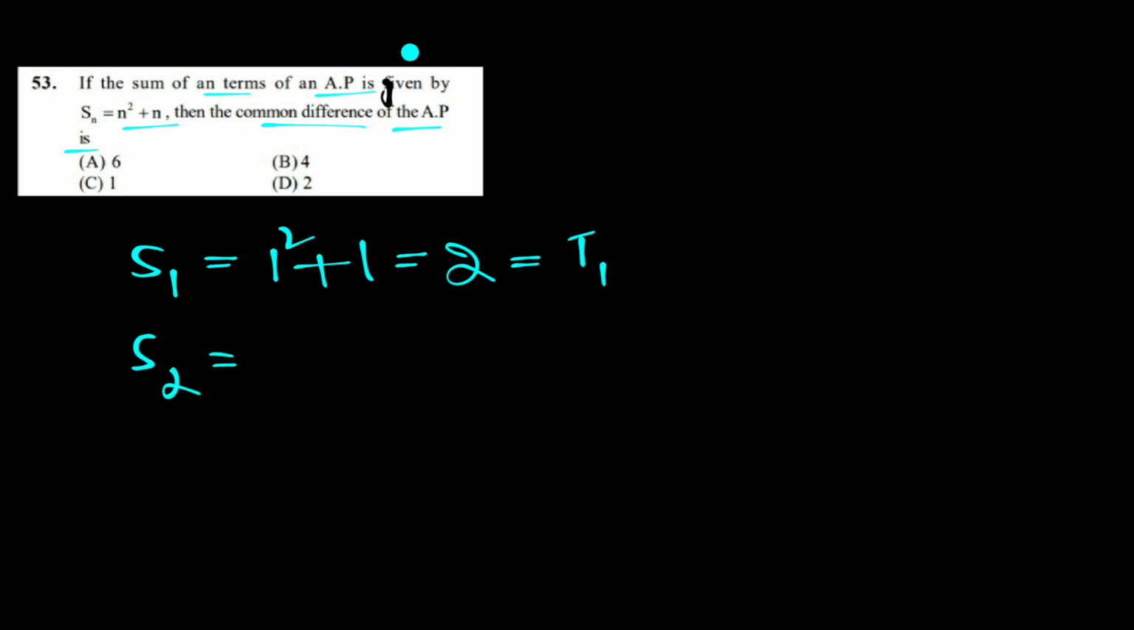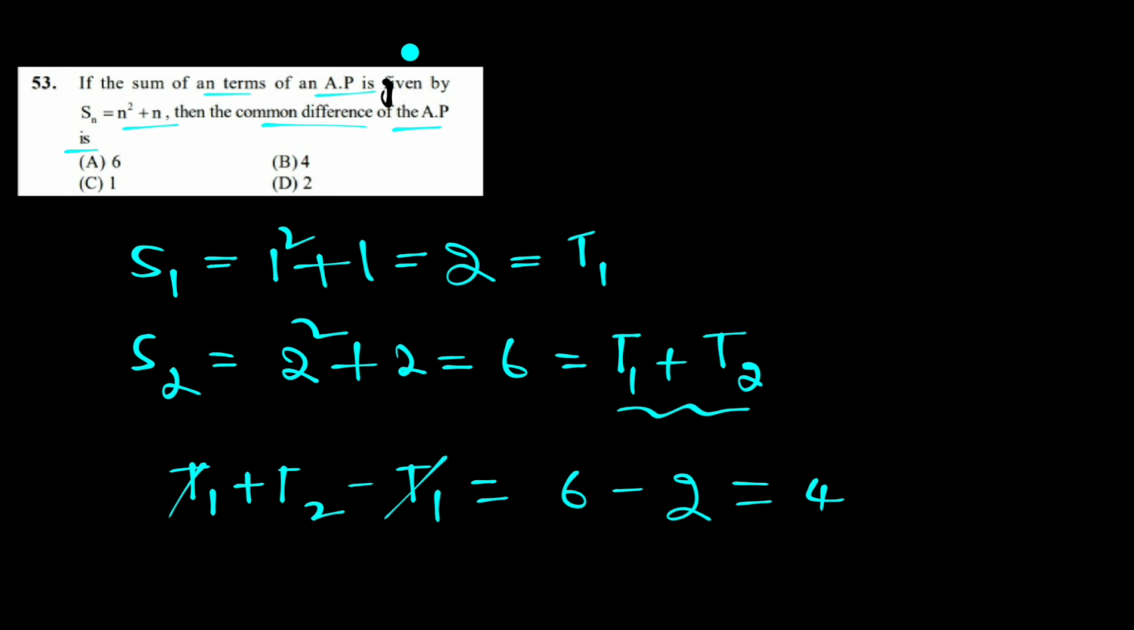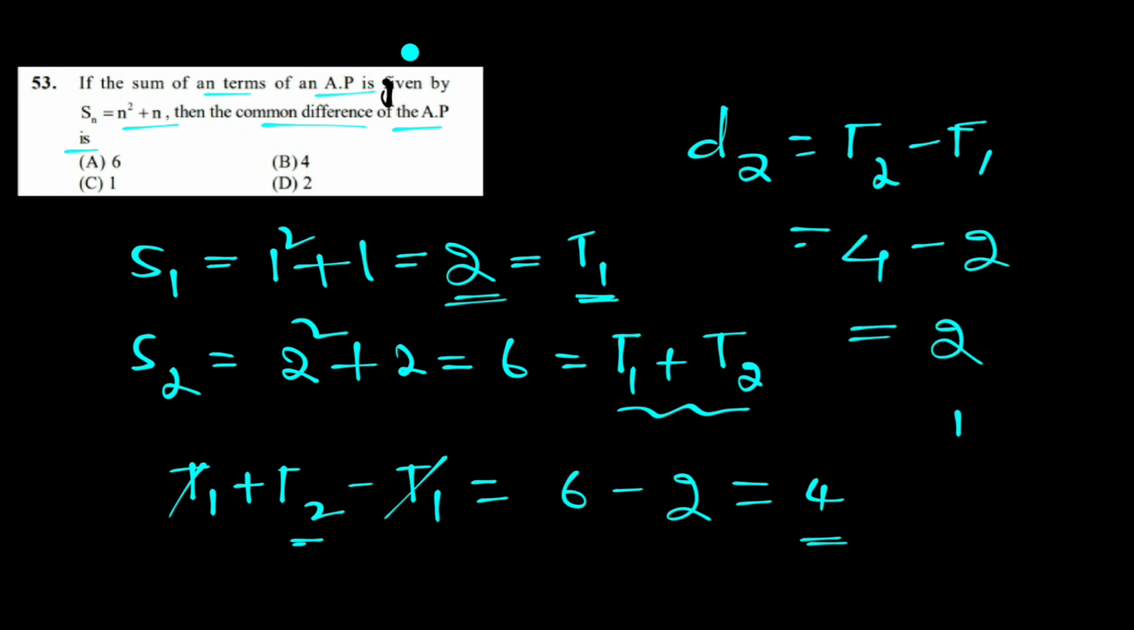Next, I'll find S2, the sum of the two terms. 2 square plus 2 is equal to 6. That is T1 plus T2, the sum of the two terms. So now T1 plus T2 minus T1 is equal to 6 minus 2. T1 gets cancelled. T2 is 4. Second term is 4, first term is 2. So D is equal to T2 minus T1, the common difference. 4 minus 2 is 2. So option D is the correct answer.